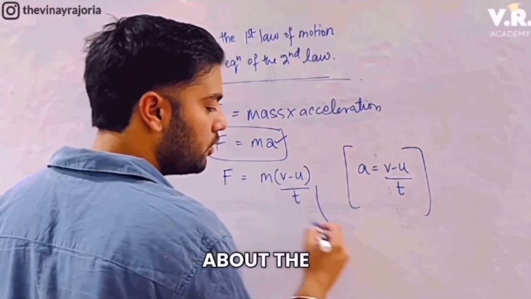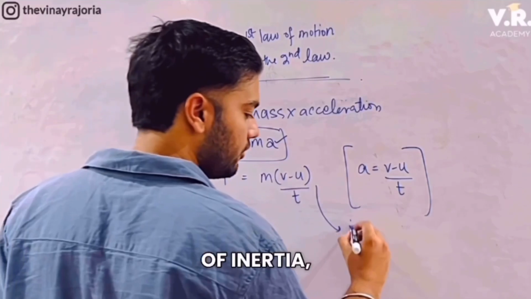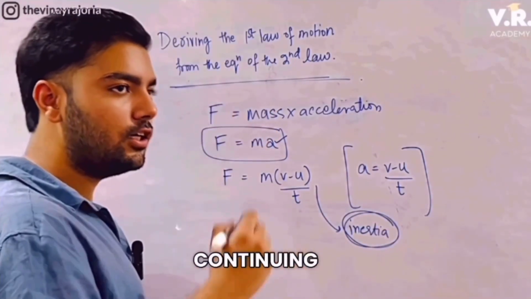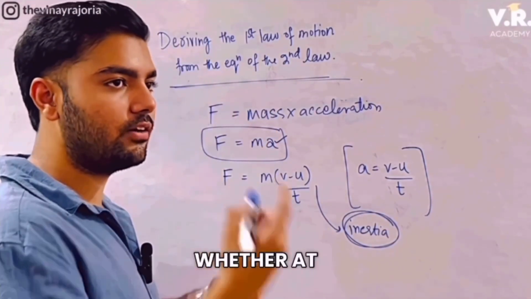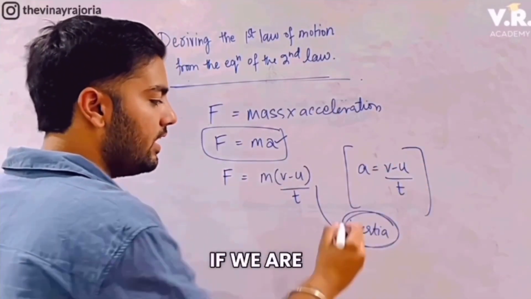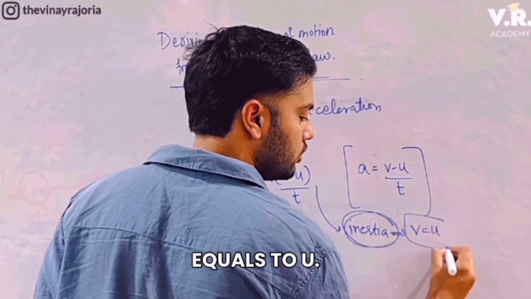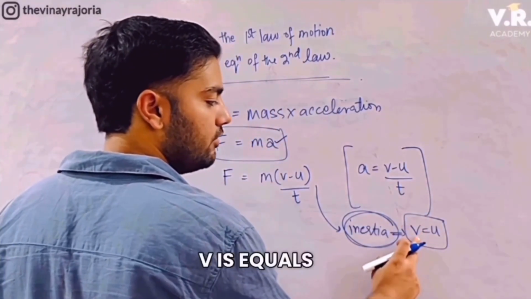Now if we're talking about the first law, which is the law of inertia, and like I said, in the state of inertia, if the object is continuing to stay in its state of motion, whether at rest or in uniform motion, that it stays at the same velocity, then we mean that v is equal to u. So in the state of inertia, v is equal to u.